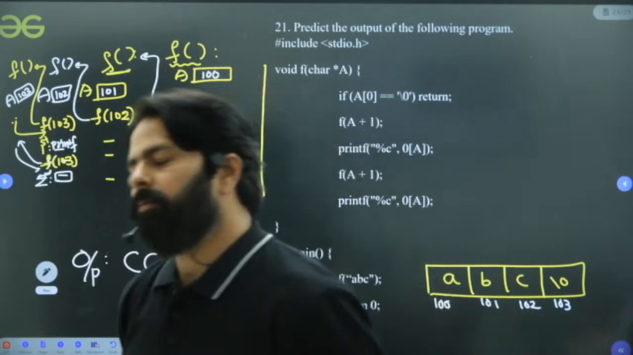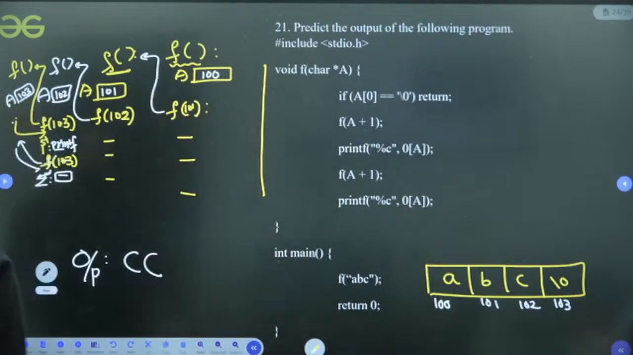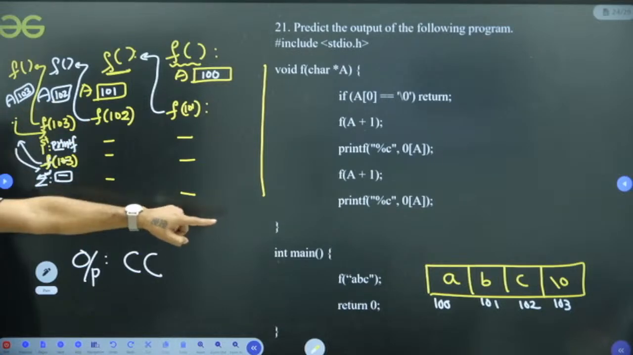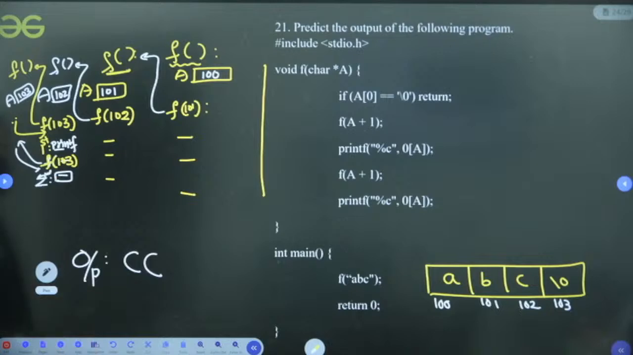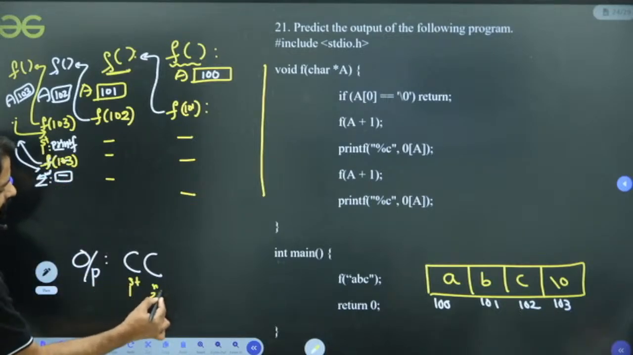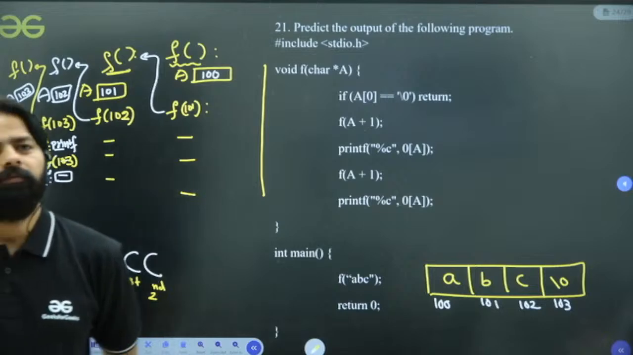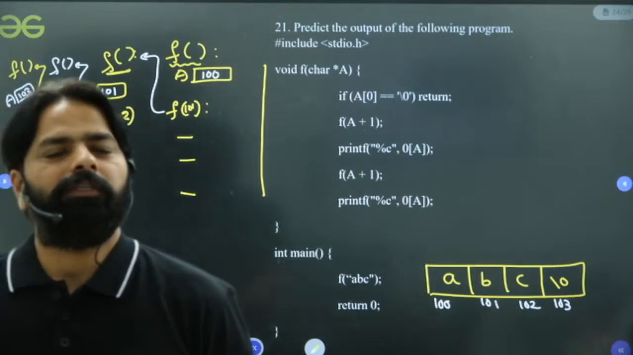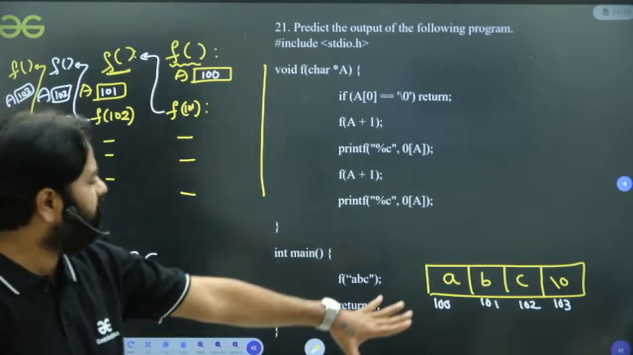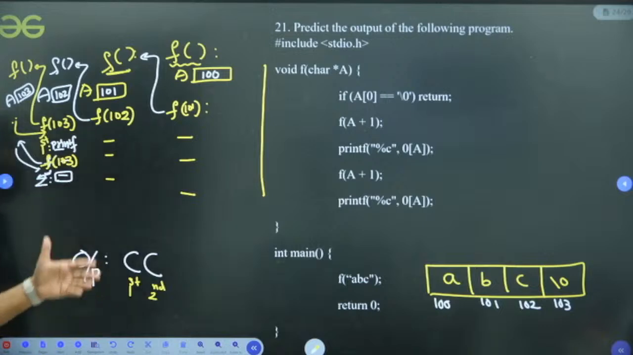Everybody got CC? That's the first thing that you have from this function. You call 103, return, printf. You have this A of 0, which means at 102 you have a C. First and second is printed C. That is the key for your output. If there are options, it's easy to select. If no options, then you should go further.